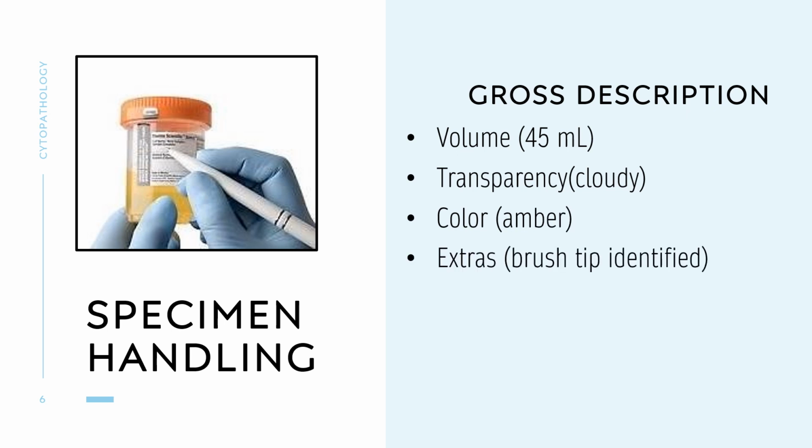So for the gross examination or gross description of the specimen, you have to note the volume. So for example, let's say it's 45 ml. You have to note this on the requisition form. We have the transparency. It can be clear, cloudy, hazy. And then the color. For example, we have amber. Extras. You can put extras if brush tip identified. Also in the laboratory, you have to identify if there is presence of coagulum or no presence of coagulum at all.